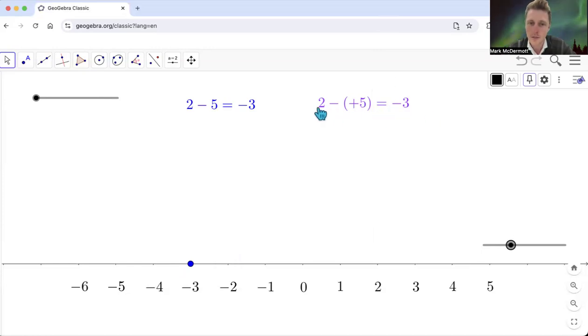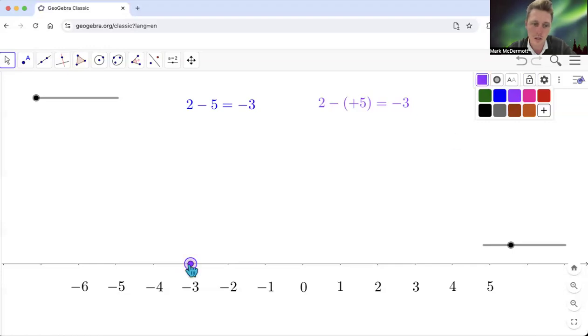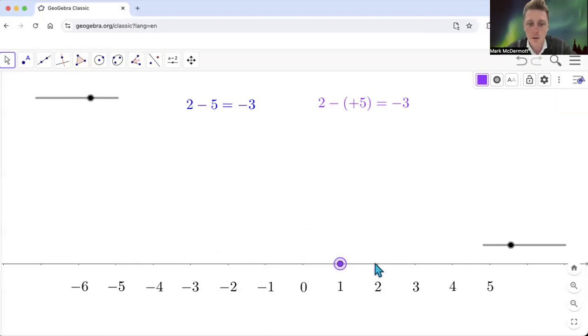Okay. I'm at 2 levels of happiness. Someone comes along and takes away 5 of my happiness units. I'm now at negative 3 units of happiness. I'm taking away something positive. So in this case, 2 minus positive 5 is negative 3. So again, that's going to look like, if we change the color now, we're at 2. We're taking away positive 5. 1, 2, 3, 4, 5. So we get negative 3.